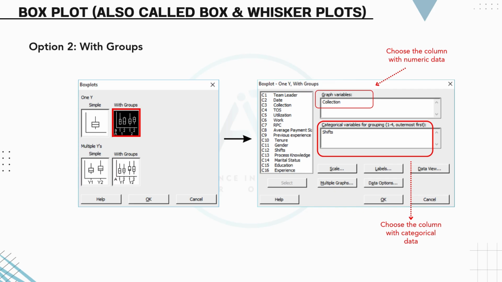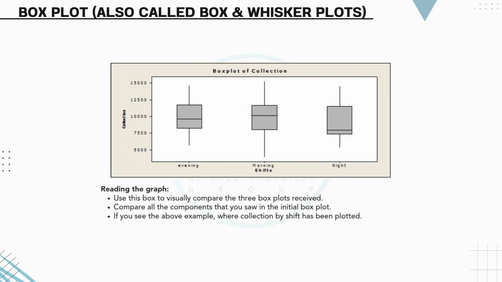This view is especially powerful when you want to evaluate variability between teams, time periods, or regions based on categorical segments in your dataset. Well, this slide presents the output from a One Y with groups box plot, specifically showing collection data segmented by shift: evening, morning, and night.